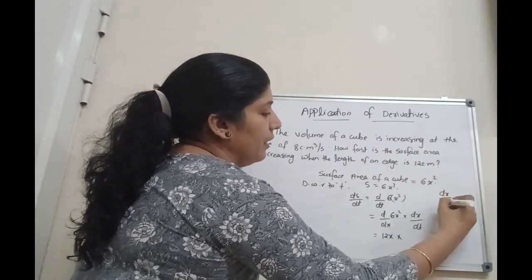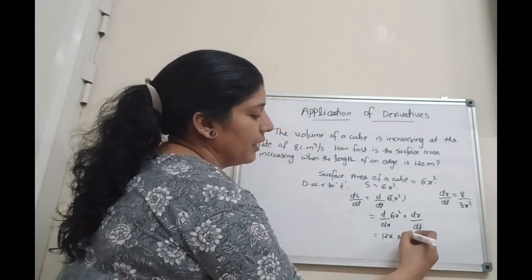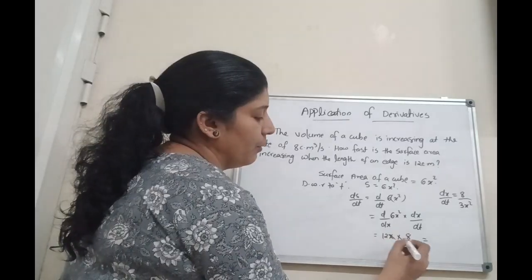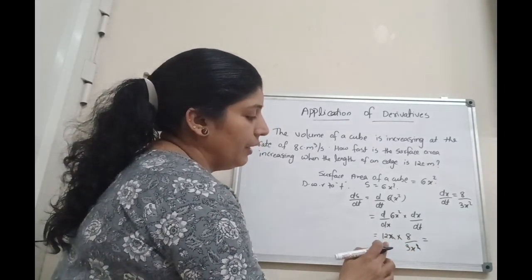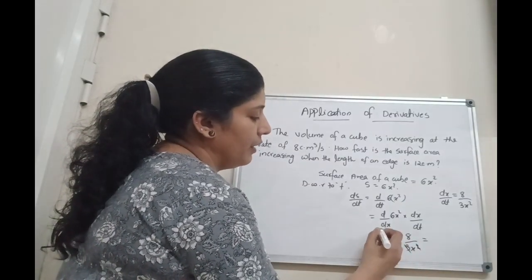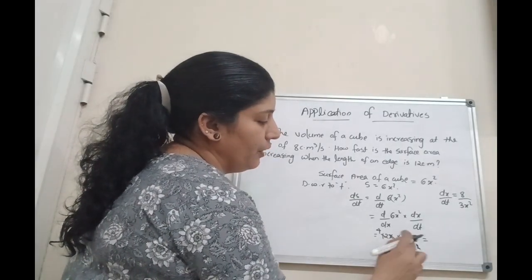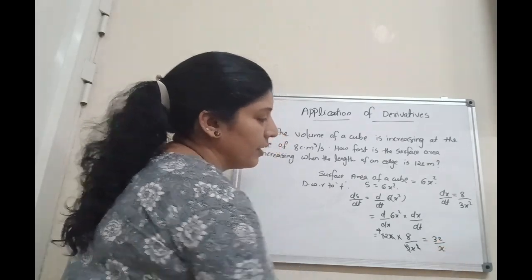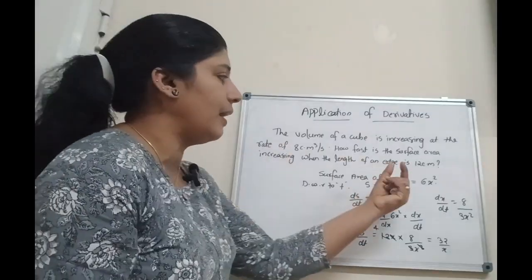We already calculated dx by dt equals what? 8 by 3x square. Therefore, substituting, that is equal to 12x into 8 by 3x square. Here x cancels, then 1x remains in the denominator. Then 12 into 8 divided by 3x. Now 4 threes are 12. That is equal to 4 into 8, that is 32 divided by x.